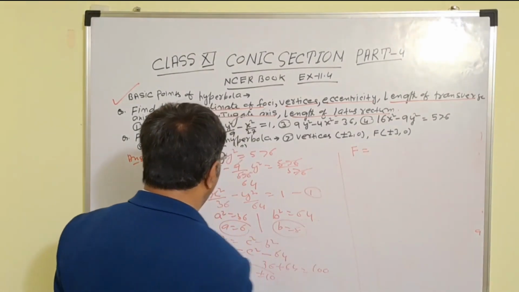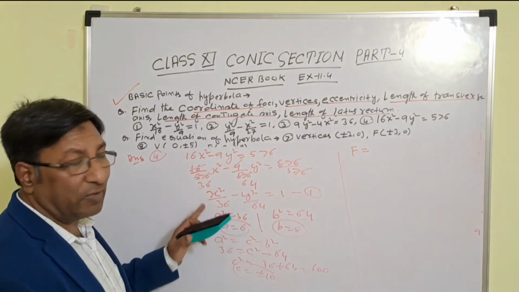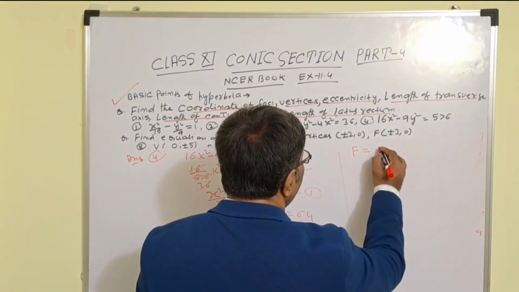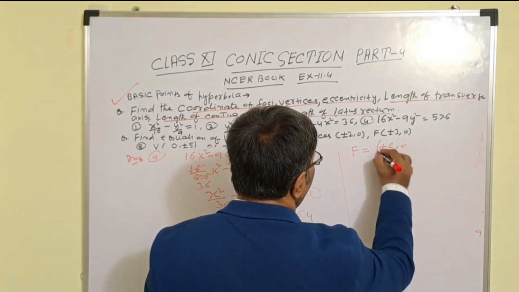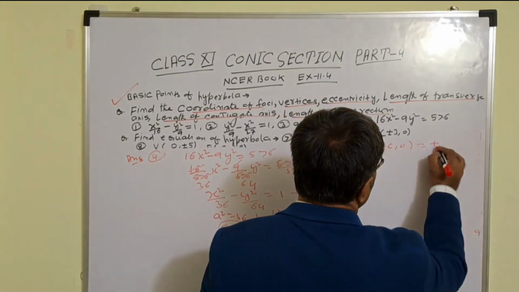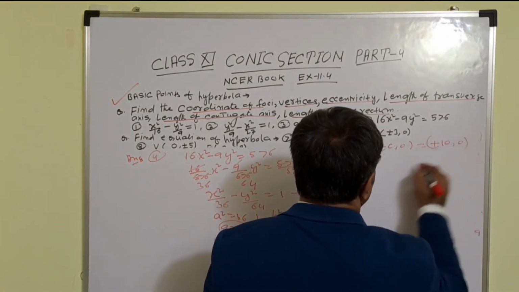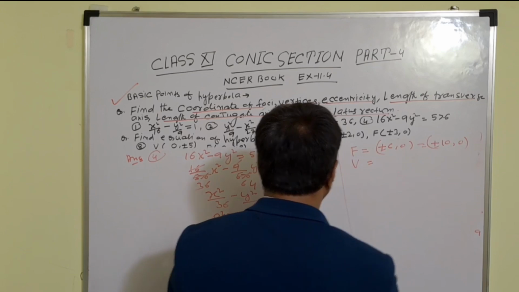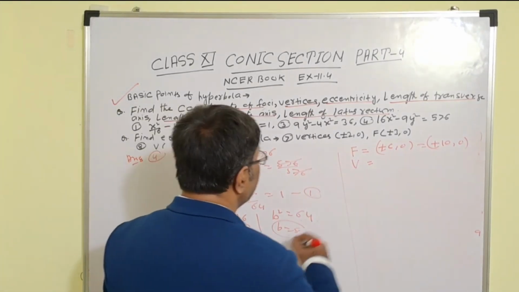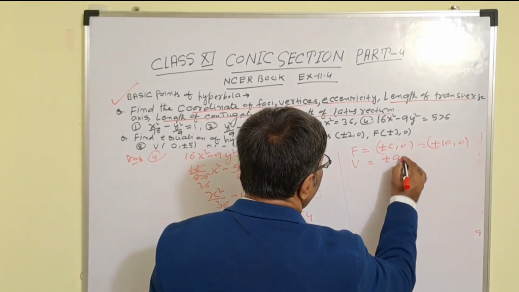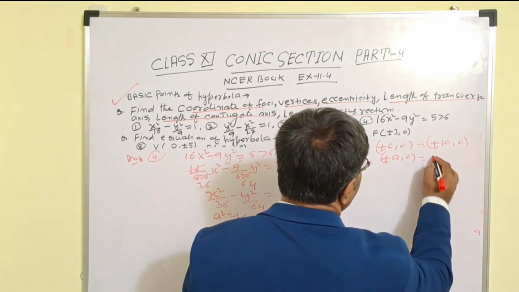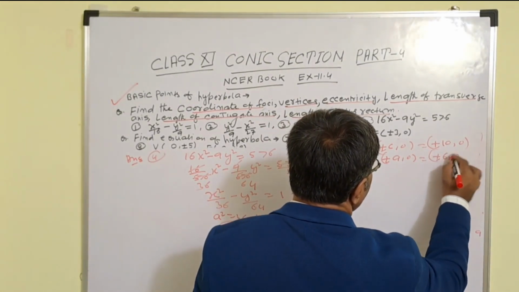Now we can find the foci easily. The coordinates of the foci: it is along the x-axis, so the y coordinate will be 0. So this is plus minus c, 0. Here c is plus minus 10, so the foci are plus minus 10, 0. In the same way, the vertices are also on the x-axis, so they are plus minus a, 0. Since a is 6, the vertices are plus minus 6, 0.